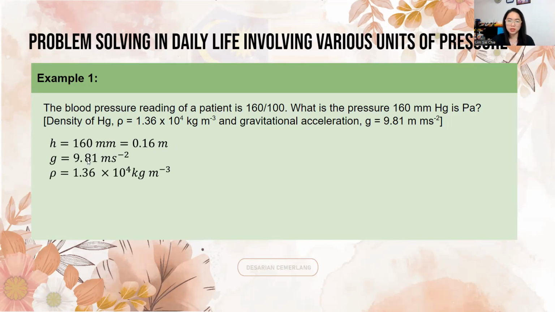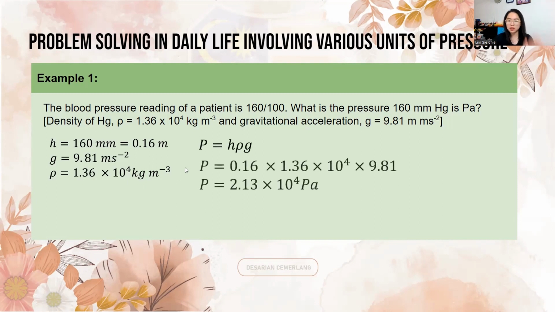My gravitational acceleration is 9.81 meter per second squared, and my density of this mercury is 1.36 times 10 to the power 4 kilogram per meter cubic. Now this is what I have. Then you remember, when you use P is equal to hρg, the final answer will be in Pascal. So you just use that one. P is equal to hρg, put in all the values, and then you get 2.13 times 10 to the power 4 Pascal. Okay, now, like I mentioned, I'm going to explain about 160 over 100 here in class. Please remember to ask me. If you don't ask me, I might forget to explain to you.